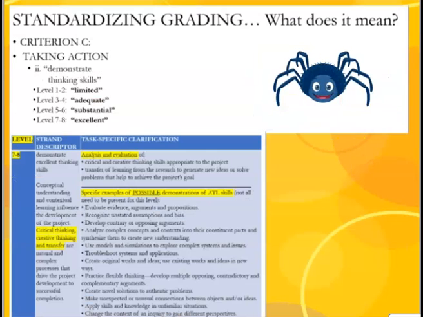In the IB assessment rubric, Strand 2 of Criterion C addresses students' thinking skills. If we take a look at the task-specific clarification of the highest levels, 7 and 8, we see that the words analysis and evaluation are present again. In order to meet this level, students must analyze and evaluate their critical, creative, and transfer thinking skills.